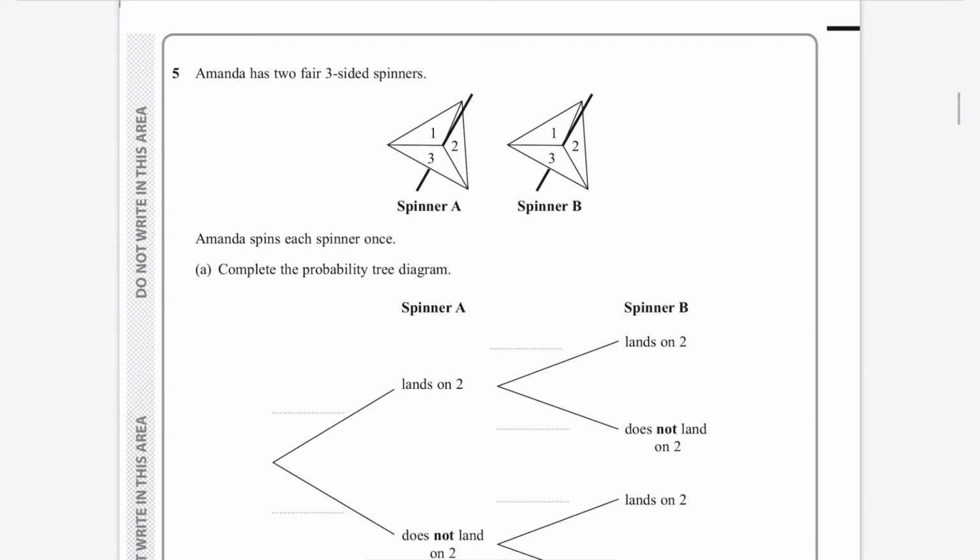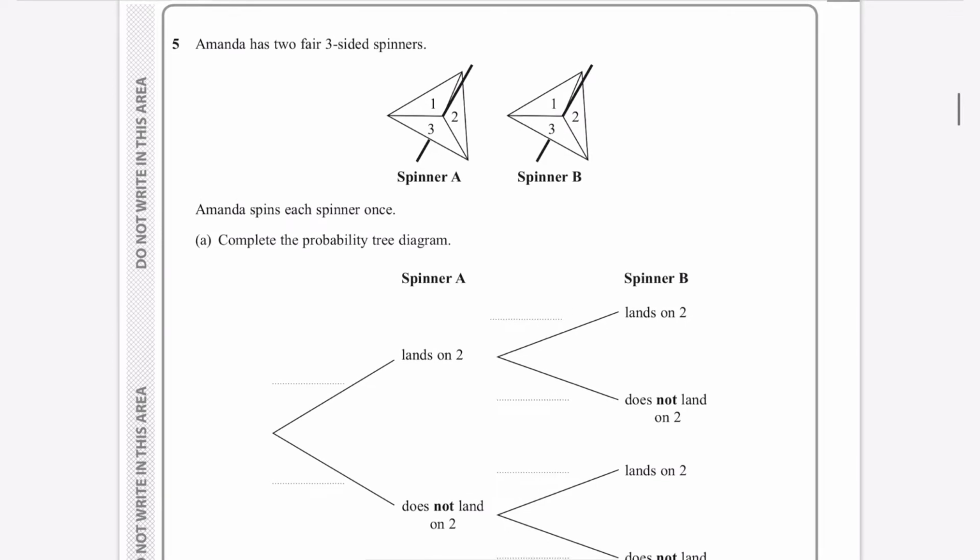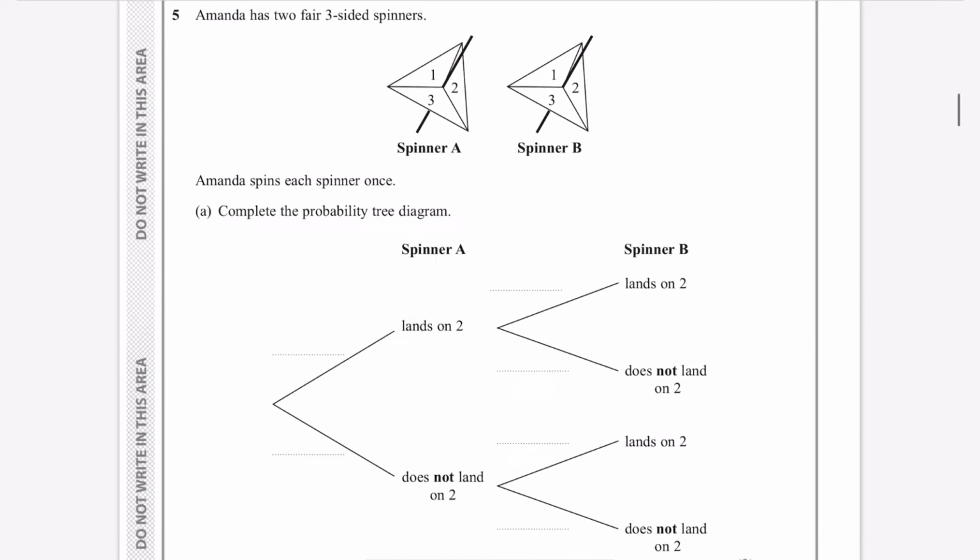Okay, question 5. Amanda has 2 fair 3-sided spinners. She spins each spinner once. Complete the probability tree diagram. So the probability that it lands on a 2 in this one here, well, there's one way it can land on a 2 out of 3. And it does not land on a 2 is 2 out of 3.